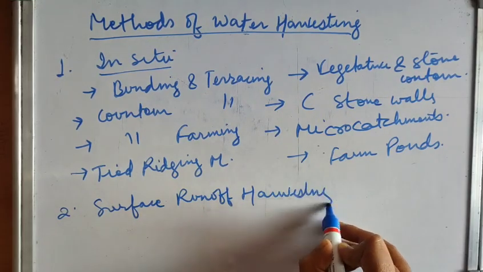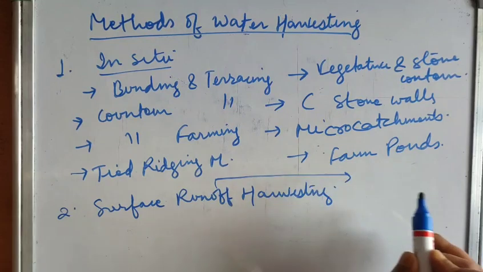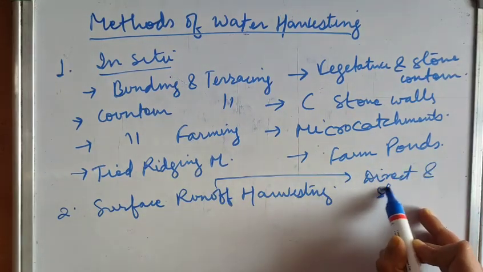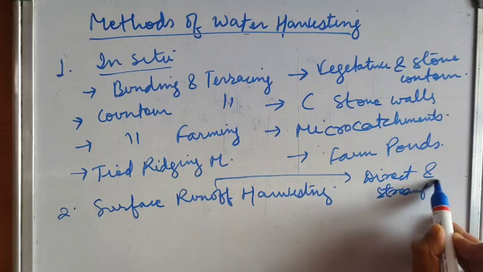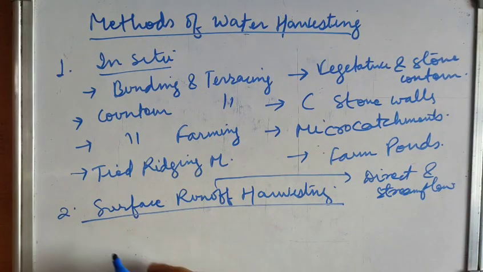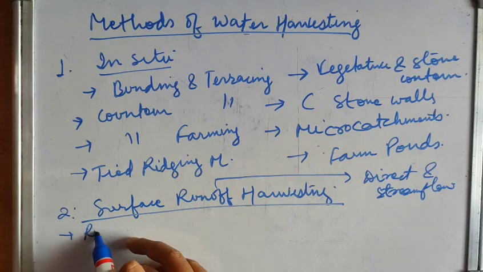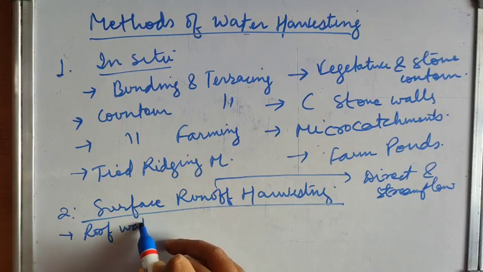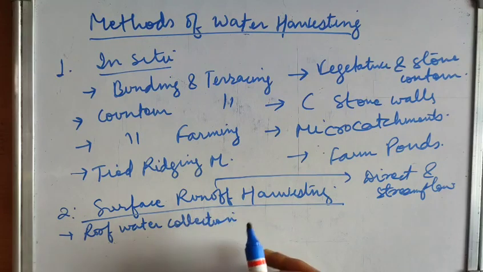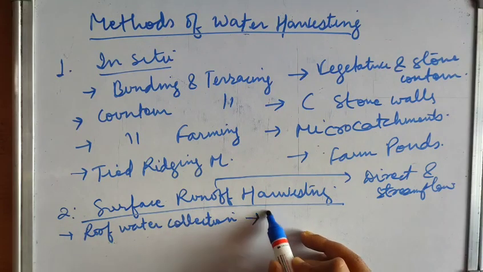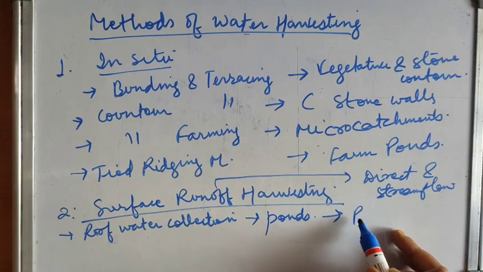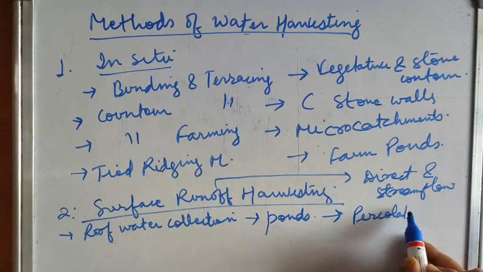So here surface runoff can be both direct or stream flow. So what are surface runoff harvesting methods? First one is roof water collection. Second one is dugout ponds. Third one is we can make percolation ponds.